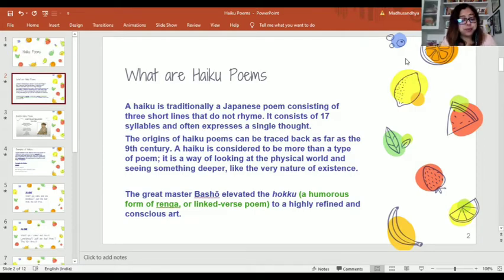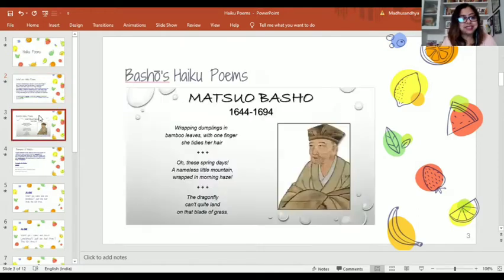It is considered to be a type of poetry that looks at the physical world and also interprets some inner meaning, a deeper meaning, and also the very existence of nature, the transient nature of life. And one of the great masters, Basho, who had mastered haiku poetry, we will see some of his examples in the next slide. So here is Matsuo Basho, the great master who had mastered this art form. And these are some examples from his poems.